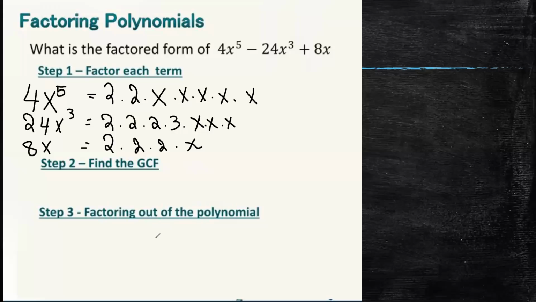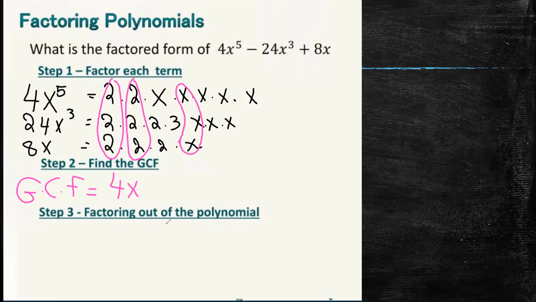So we will say now that the GCF is, find the common factor as I told you, and this x. Is it right? Is this the common factor? Yes, so the common factor would be 4x. So it will be 4x. The last step, factoring out of the polynomial. What do we have to do? Put this 4x here outside.